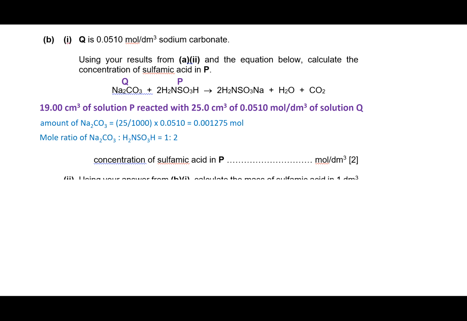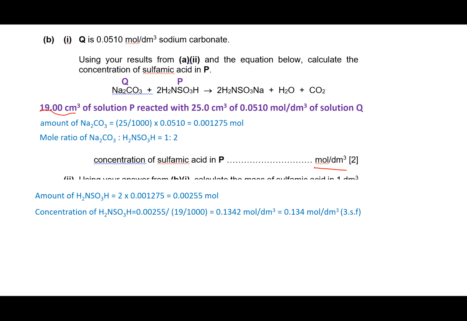Then second step, mole ratio. Because the mole ratio is 1:2, to get the number of moles of sulfuric acid, you need to times 2 in this case. Then finally, how do I calculate the concentration of sulfuric acid in mol/dm³? I need to use this number of moles and divide by the volume required for this reaction, which is 19.00 cm³. Not the 1 dm³, because only 19 cm³ is necessary for the reaction to proceed. Remember to leave your answer in 4SF, then round off in 3SF. The 4SF, sometimes we need it for the next step, so remember to keep it there.